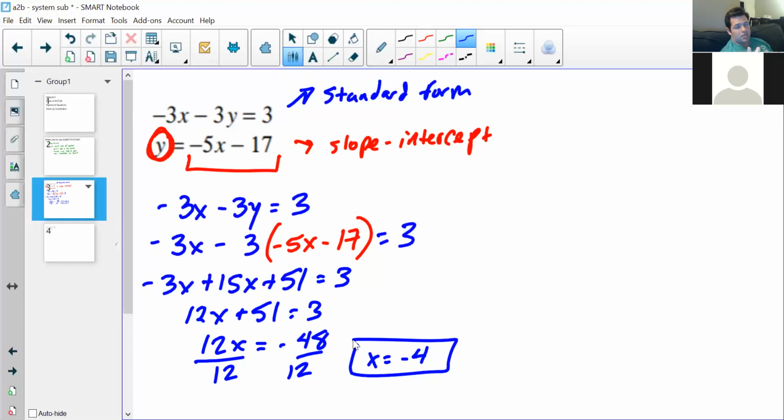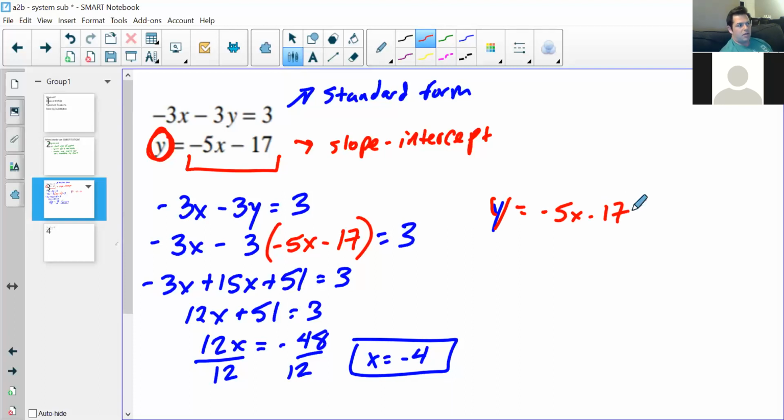Great job, everyone, for solving that. However, we do need to make sure that we plug and actually substitute that x back into one of our equations in order to get the y, because we need a point as a solution to this system. So I'm going to go ahead and plug it in. It doesn't really matter which one I actually do it for. However, it might make sense for us to use the second equation because it's already solved for y.